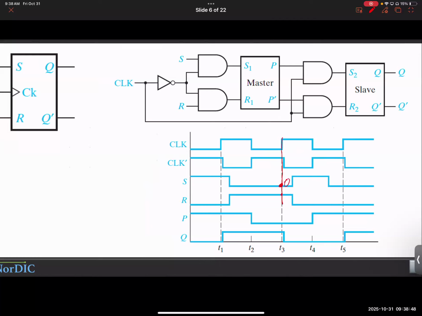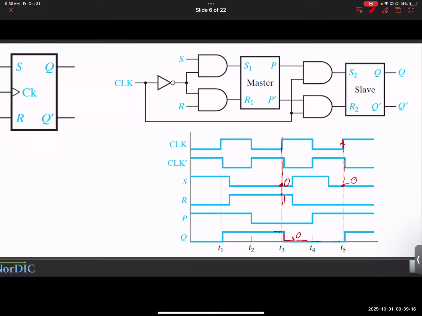Now set is 0, reset is 1. So you have to set the output to 0. Does that make sense? Reset 1 indicates you have to reset the output. So your output has to be 0 now. So it starts going to 0 with a delay, of course. And then it doesn't care about set and reset anymore. It completely ignores it.